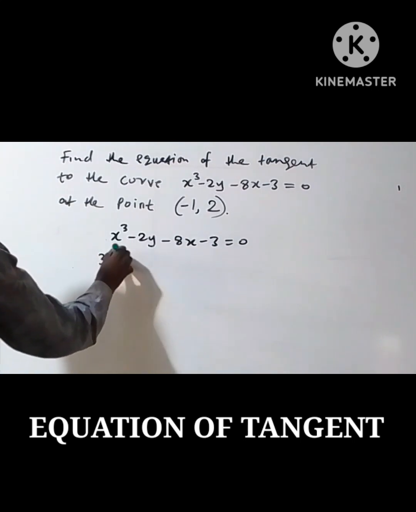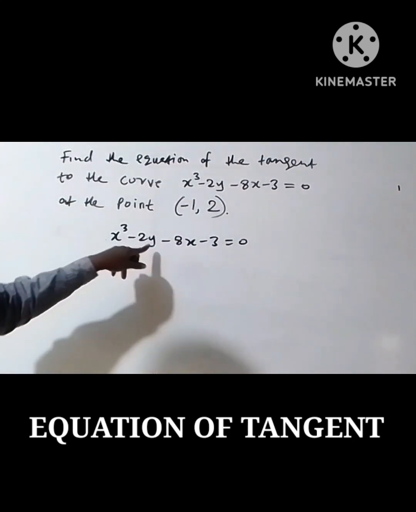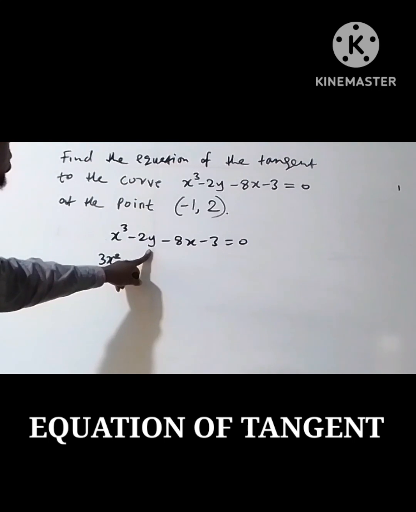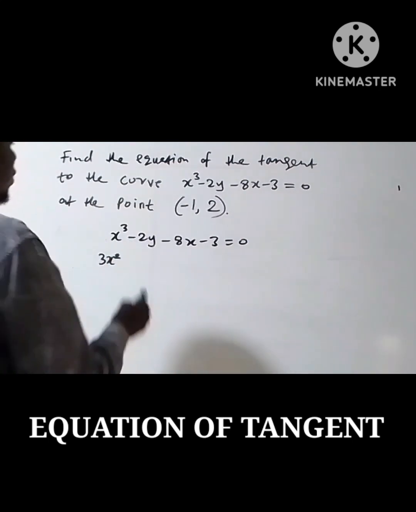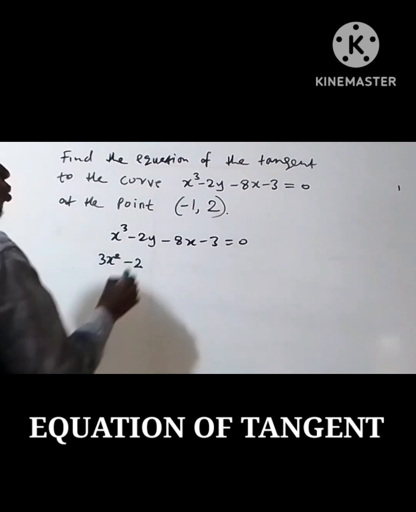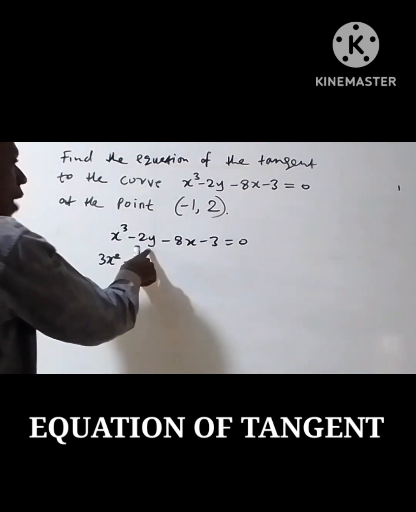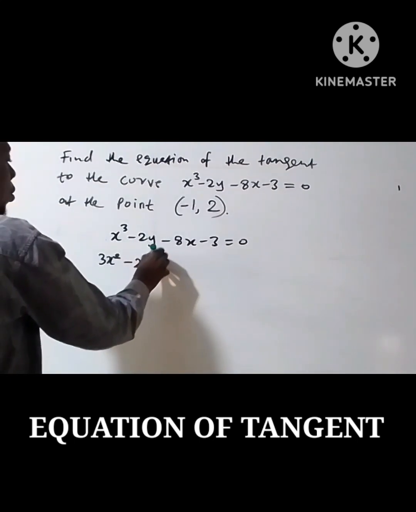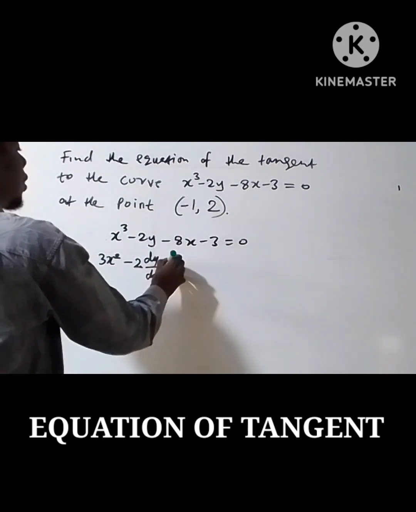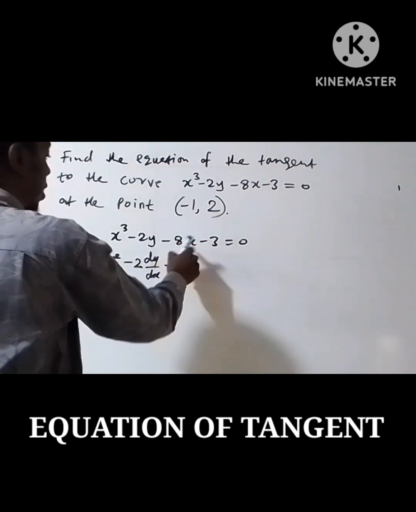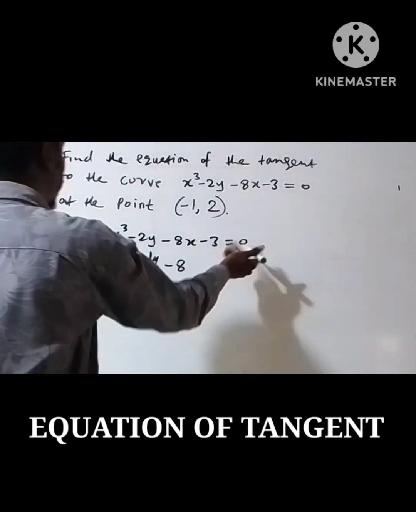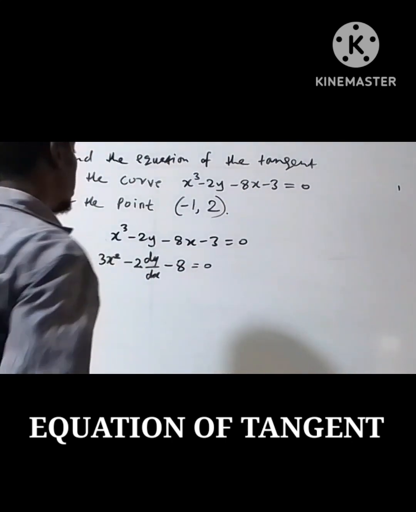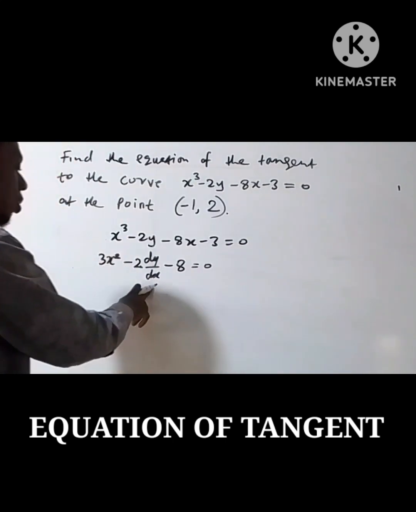If I differentiate x cubed, that will give me 3x squared. Anytime I differentiate y, I'm going to have dy/dx. So if I differentiate minus 2y, that will give me minus 2, and I'm going to put the dy/dx since I have differentiated y. So I will have minus 2 dy/dx. If I differentiate minus 8x, that will give me minus 8. Differentiating a constant will give 0. If I also differentiate 0, I will get 0.